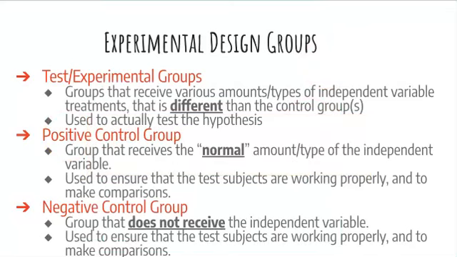All right, so we're moving on to types of groups in experiments. So what are experimental groups? Test groups receive various amounts or types of independent variable treatments that are different than control groups. Positive control groups receive the normal amount of the independent variable, and negative control groups do not receive the independent variable. And so you want to go ahead and fill in these definitions.